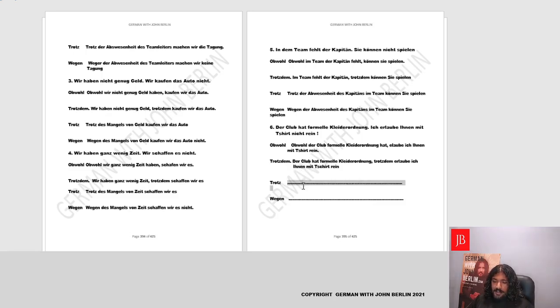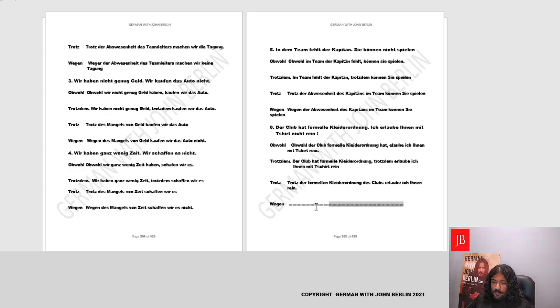Perfect. Now we could try and make it with in spite. You could say, in spite of the formal dress code of the club, I allow you in. So we could say, trotz der formellen Kleiderordnung des Clubs, yes, erlaube ich Ihnen rein. I allow you in. In spite of the formal dress code of the club, I allow you in.